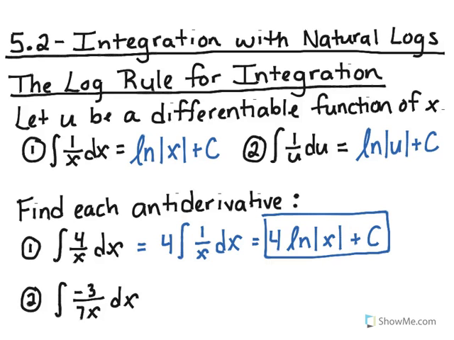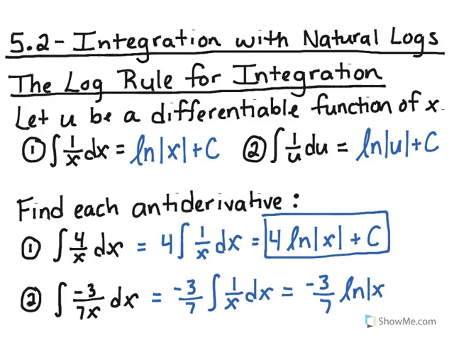Number 2 works very similarly, only now we have to pull out both the negative 3 and the 7 in order to get that 1 over x dx that we're looking for. So this is equal to negative 3 over 7 times the antiderivative of 1 over x dx, or negative 3 over 7 times the natural log of the absolute value of x plus c. So there's our answer for that problem. Okay. So those two are fairly basic.